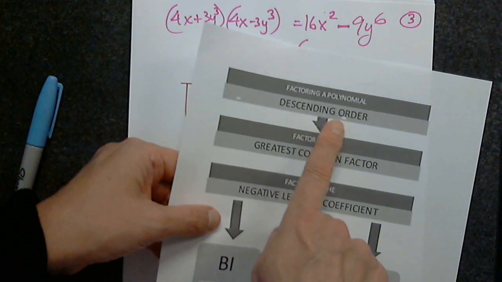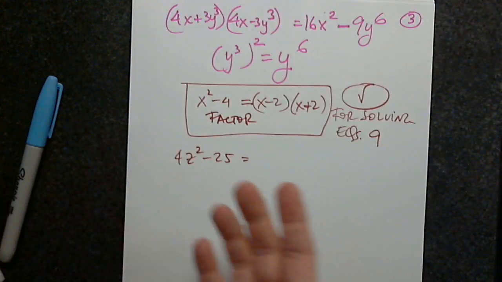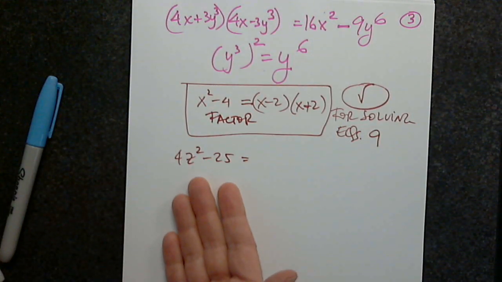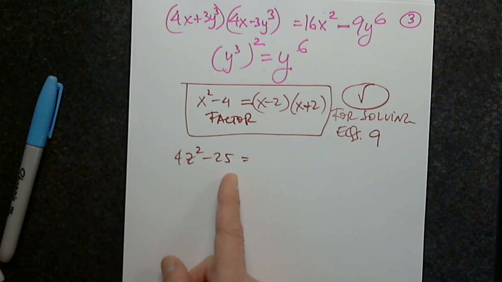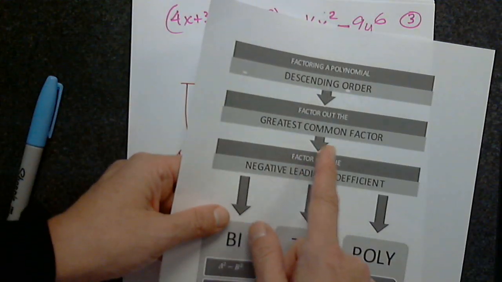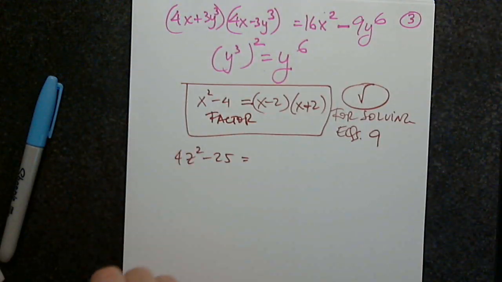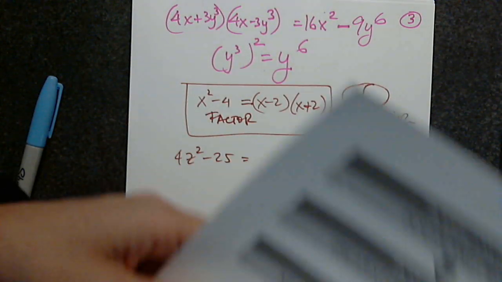Perfect. Is it in descending order? Yes, it is, because the term with the variable is first, and the term without a variable follows that. Good. Is there a greatest common factor of these two? No, there is nothing I can pull out.